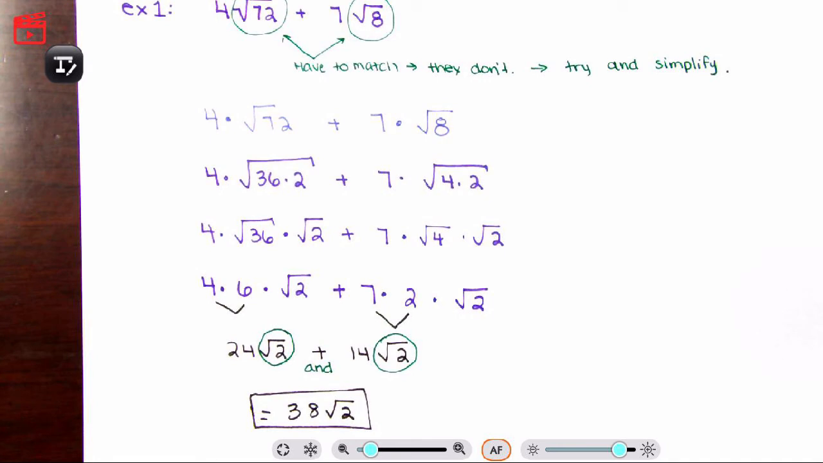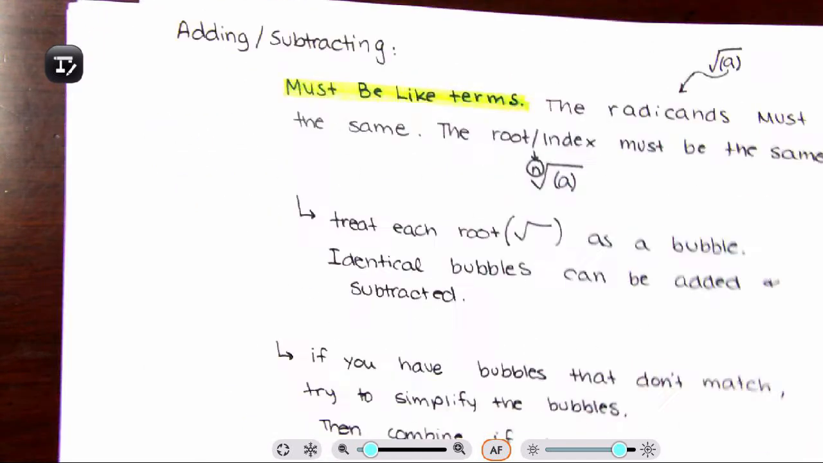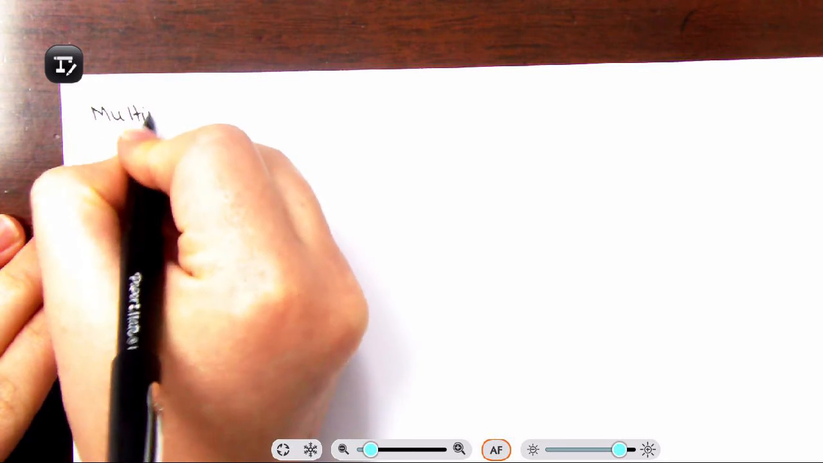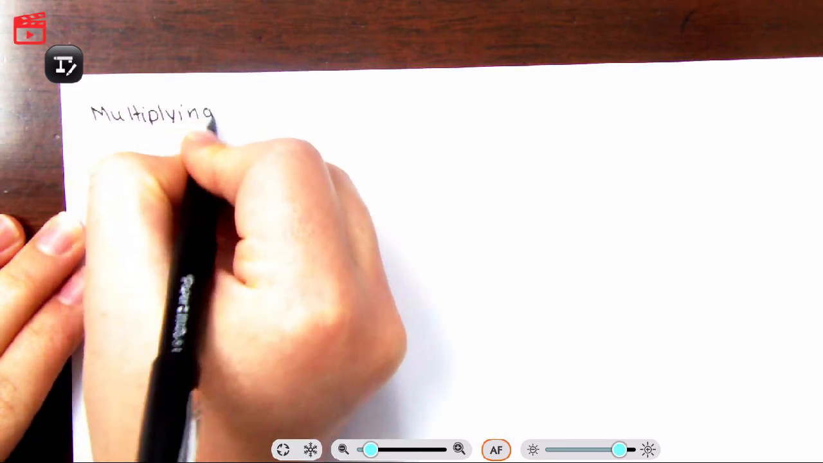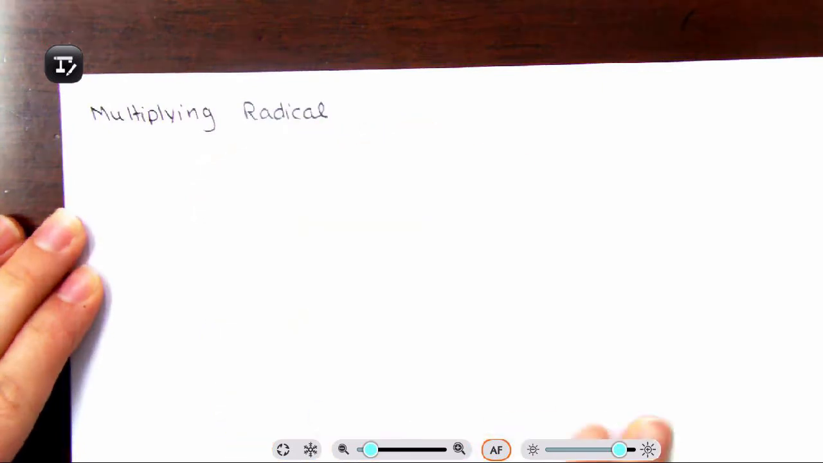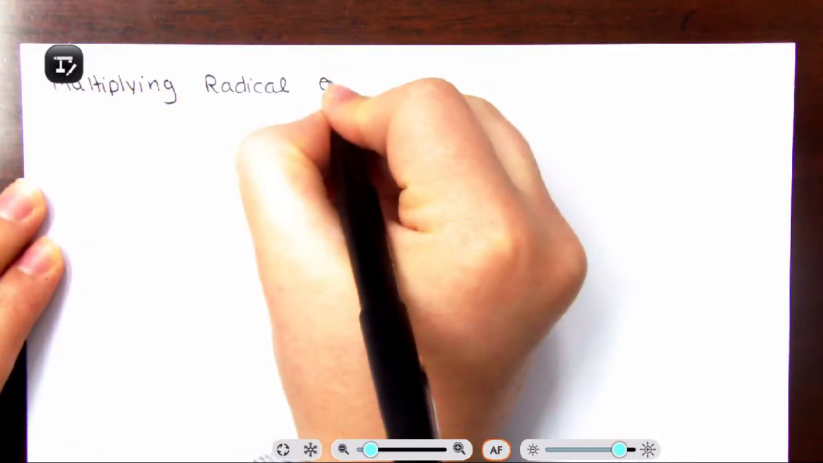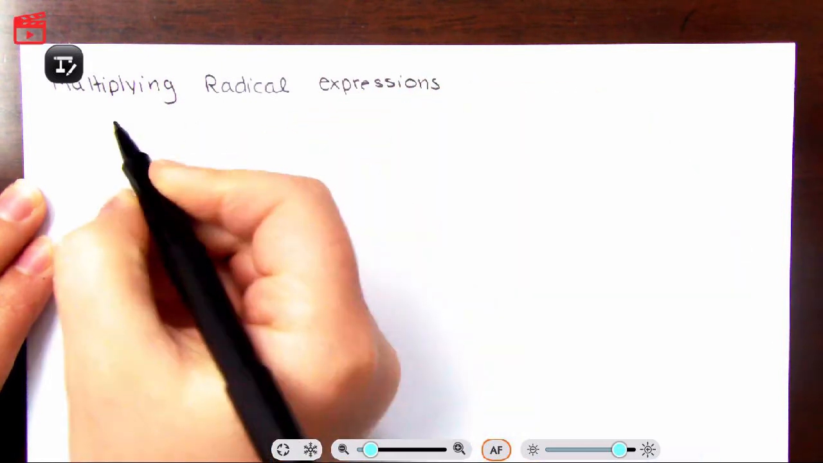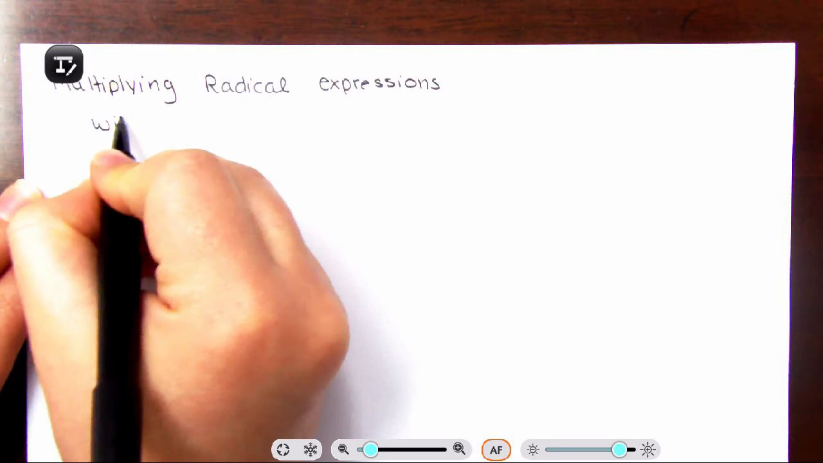Alrighty, let's go ahead and see if we can combine all of them. Oh, let's do this one here. This is important. So this is multiplying radical expressions. But we already did multiplying. This is going to be different, with more than one term.